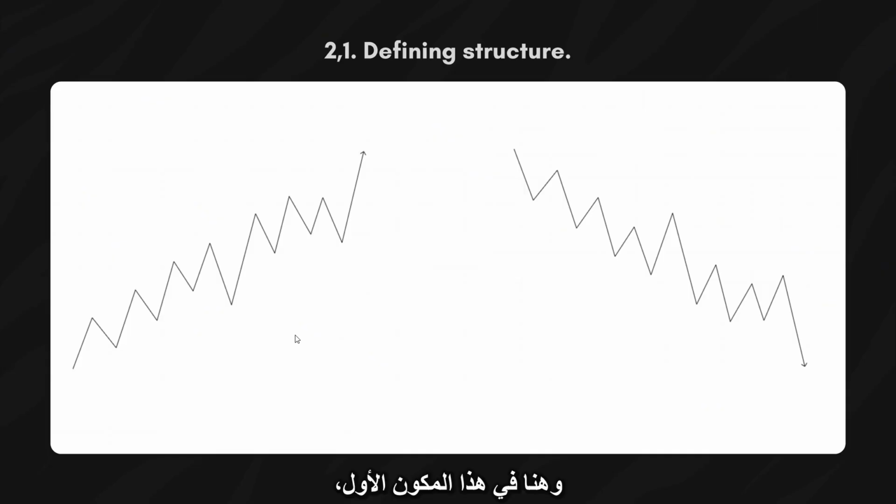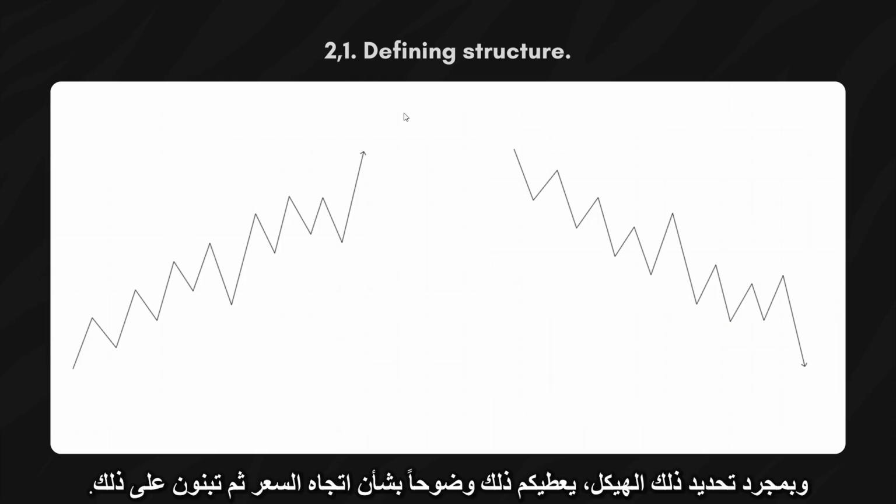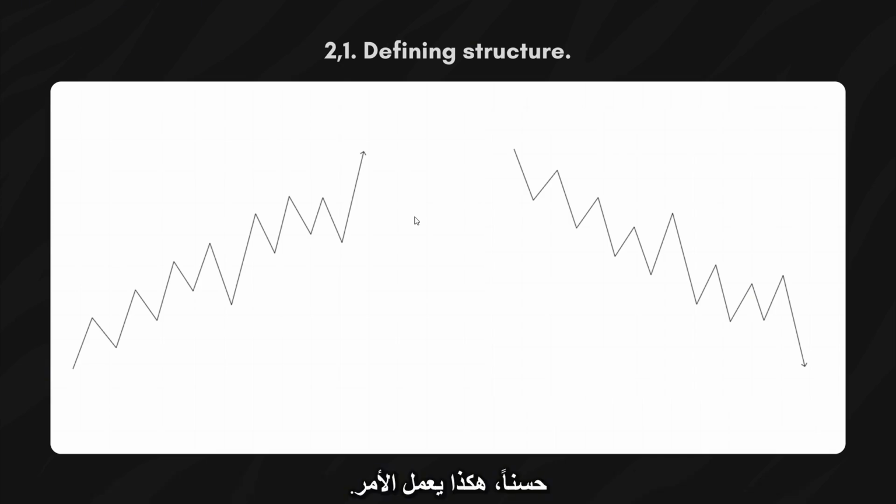Okay? And right here in this first step, this first component, you start with defining structure. And once you've defined that structure, it gives you clarity on the direction of price, and then you build from there. Right? This is how it works. Now, let's move on to the next part.